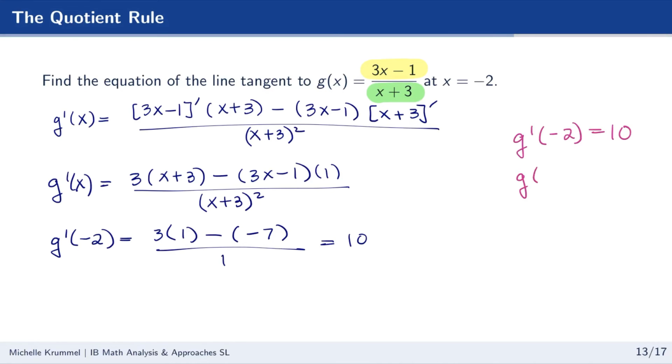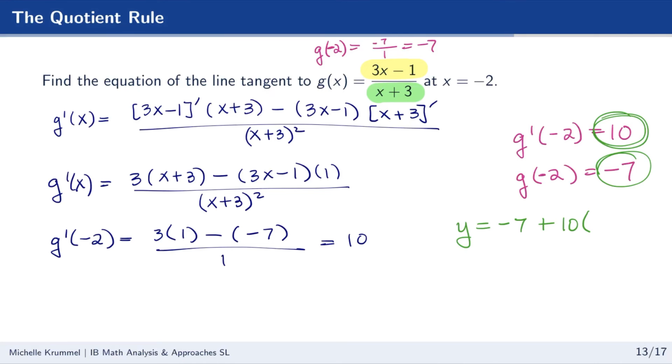We also need to know g of negative 2 in order to write our tangent line equation. And we can get that from g of x by letting x equal negative 2. So 3 times negative 2 minus 1, negative 7, over negative 2 plus 3 is 1, so negative 7. Okay, and then our tangent line equation, y equals the y coordinate plus the slope times x minus the x coordinate, right there. So y equals negative 7 plus 10 times the quantity x plus 2.